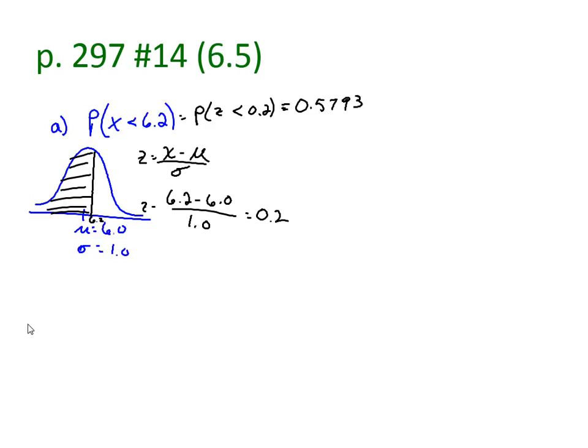Do you guys agree or disagree with Aaron? Hopefully you're agreeing because that is right. So the probability that one man's head is less than 6.2 inches is 0.5793, which is the same as saying it is a 57.93% chance. The probability is 57.93% that we're going to have a man that has a head breadth that's less than 6.2 inches.